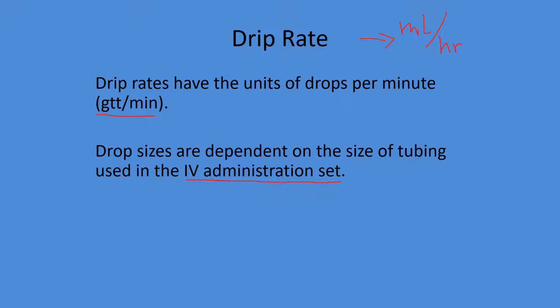So your drip rate will depend on the type of tubing used. If you use real thick tubing, then the drops will be a lot bigger. If you use small tubing, then the drops will be a lot smaller, and you'll need a lot more drops to get an ml. So micro drip tubing, usually for pediatric administration, is always going to be 60 drops per ml, and that's a definition. So you may want to add that to your flashcards.